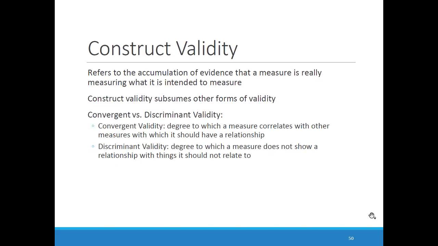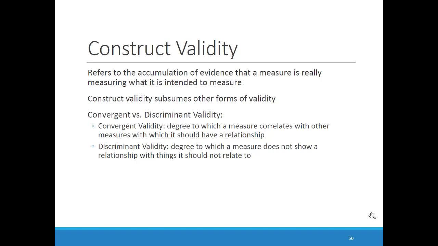Construct validity refers to the accumulation of evidence that a measure is really measuring what it is intended to measure. So construct validity has to do with, again, are we actually measuring what we say we are measuring? I may, for instance, want to develop a new test of personality, like I mentioned earlier. If I do that, how do I know that I'm really measuring personality and I'm not measuring something else like intelligence or some other variable? We need to know whether our measure is really measuring what we think it is measuring.